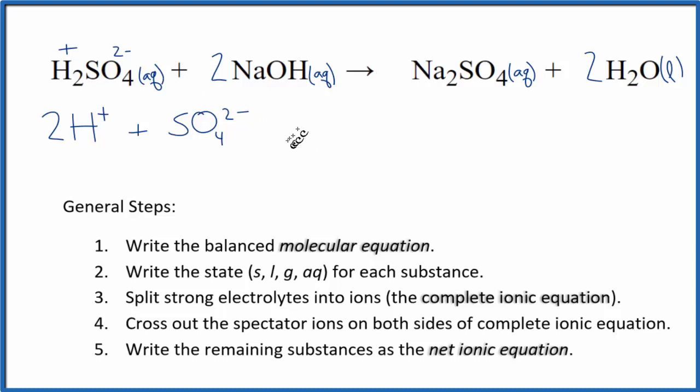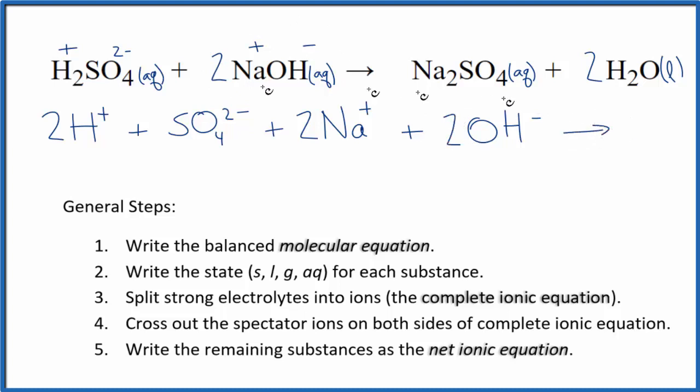For the sodium hydroxide, sodium's in group 1. It has a plus charge. And the hydroxide, the OH, has a minus charge. So we have the Na plus for our sodium, and the coefficient right here means we have 2 of those. And then we have our hydroxide, OH minus, and the coefficient applies to everything. So we have 2 hydroxide ions. So these are the reactants.